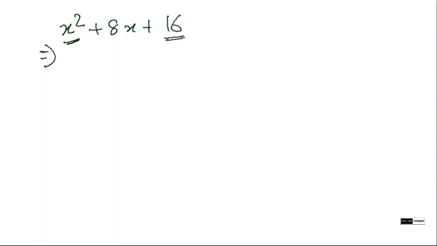Second, we look at the number itself. Is it a perfect square? Obviously yes, 16 is 4 into 4. So the moment we get these as two perfect squares, that very moment we have to be sure that some kind of identity is going to be used. Now there is a plus, so what identity are we going to use? We are going to use x plus y whole square. Why? Because there is a plus sign. Had there been a minus sign, I would have gone for x minus y whole square.